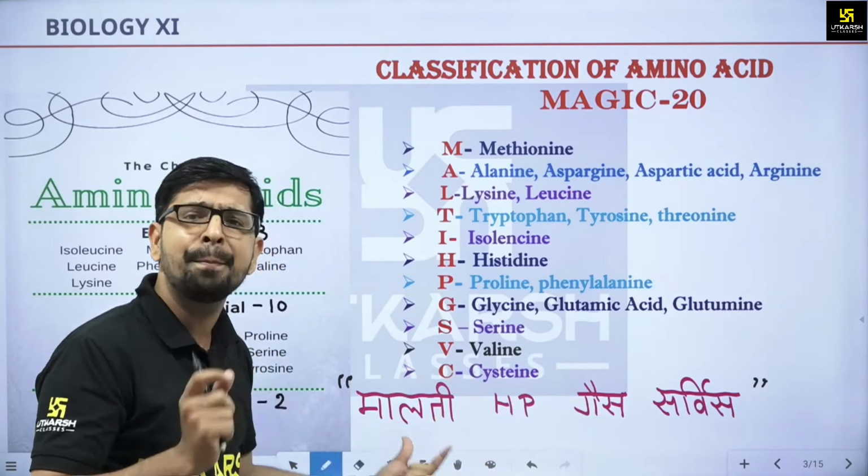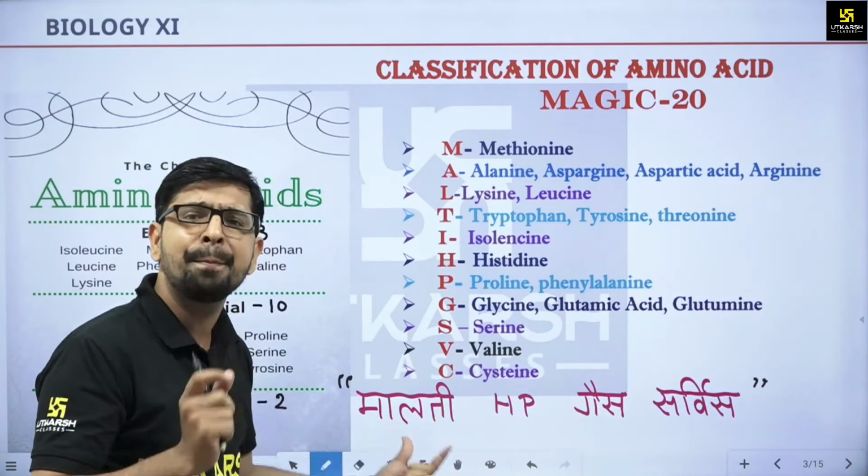Multi-HP gas service. M: Methionine. A: Alanine, Asparagine, Aspartic acid, Arginine. L: Lysine, Leucine. T: Tryptophan, Tyrosine, Threonine. I: Isoleucine. H: Histidine. This is multi. H: Histidine. P: Proline, Phenylalanine. G: Glycine, Glutamic acid and Glutamine. S: Serine. V: Valine. And C: Cysteine. The simple mnemonic: multi-HP gas service.